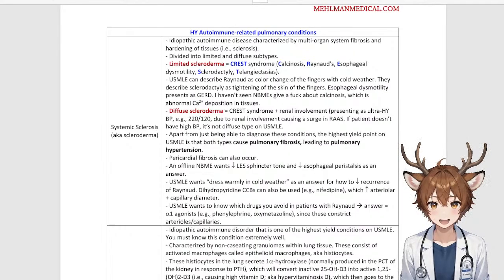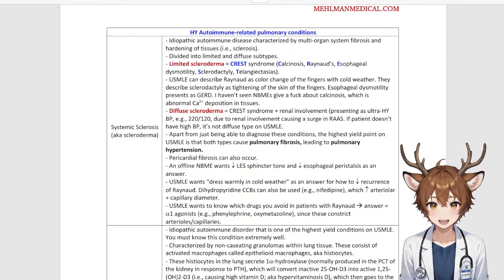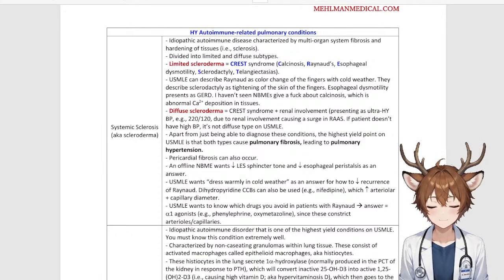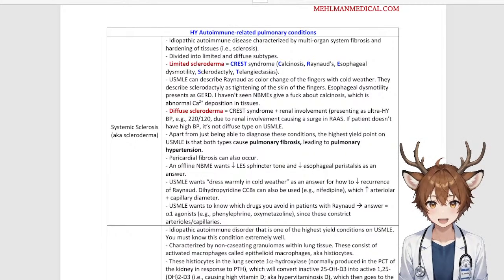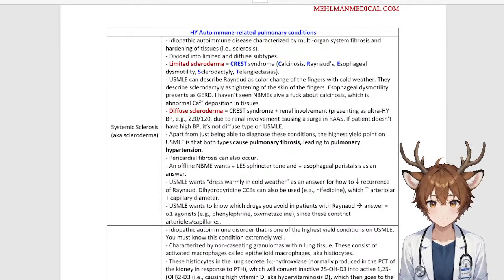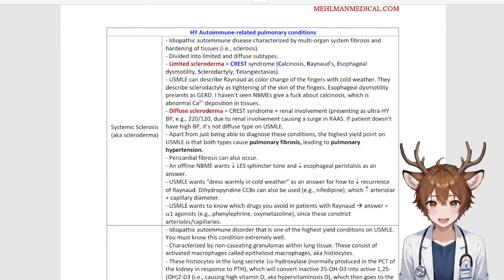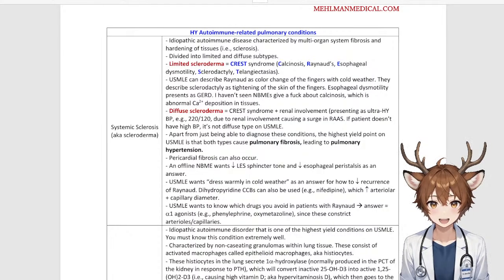An offline NBME wants a decrease in the lower esophageal sphincter tone and a decrease in the esophageal peristalsis as an answer. USMLE wants dress warmly in cold weather as an answer for how to decrease recurrence of Raynaud. Dihydropyridine calcium channel blockers can also be used, like nifedipine, which increases the arteriolar plus capillary diameter. USMLE wants to know which drugs to avoid in patients with Raynaud. The answer is going to be alpha-1 agonists like phenylephrine and oxymetazoline, since these constrict arterioles and capillaries.